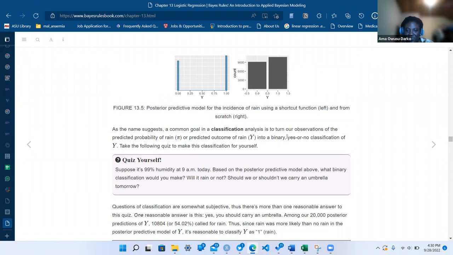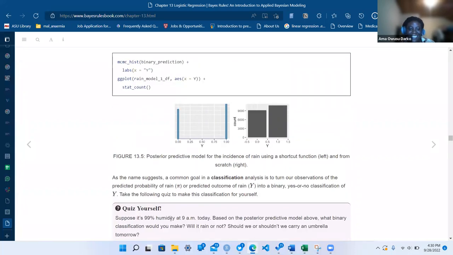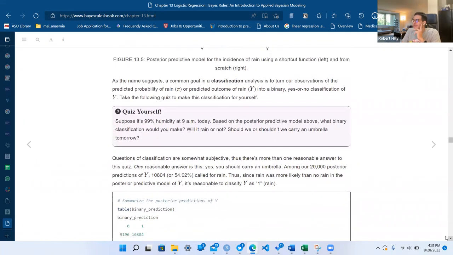So a common goal in classification analysis is to turn the observations of predicted probability of rain into the yes or no. Okay. So we have a quiz yourself here. It says, suppose it's 99% humidity at 9 a.m. Based on the predictive model above, what will the binary classification look like? Will it rain or not? I guess for everything we just said, it's more likely it would rain. Yeah, I would say we should definitely carry an umbrella.